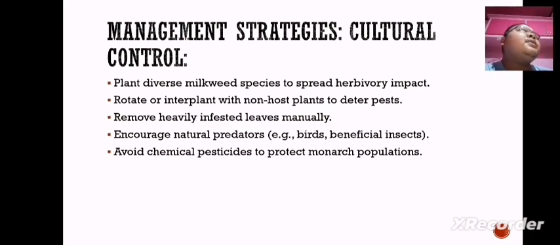So, kailangan pa rin natin, although nagda-damage yung mga monarch populations, hindi ibig sabihin na hindi na natin sila protektahan because they are still part of the ecosystem. So, we need to avoid the overly harsh chemical pesticides para protektahan pa rin natin yung ating mga monarch populations because they are still important.